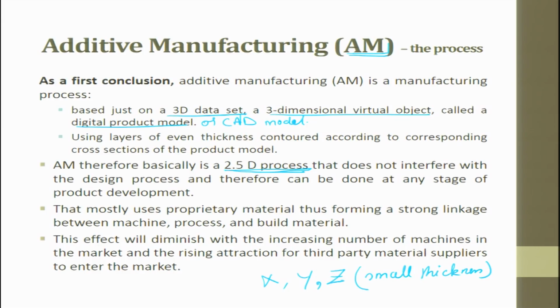it is not changing in the XY plane, it is called a 2.5D process that does not interfere with the design process and therefore can be done at any stage of the product development. That mostly uses proprietary materials, thus forms a strong linkage between machine, process and building material.